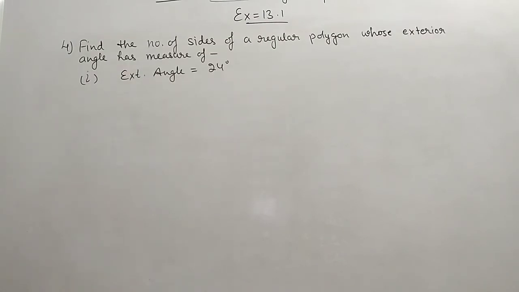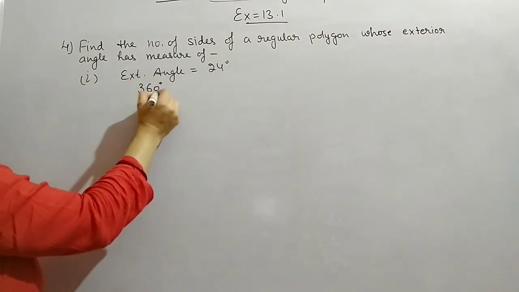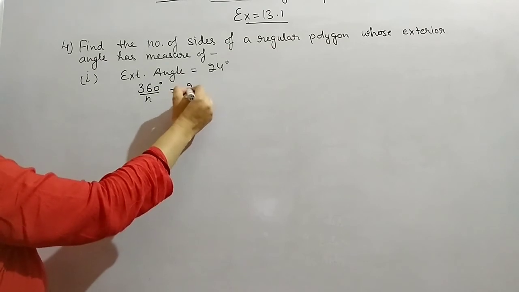Next, question number 4. Find the number of sides of a regular polygon whose exterior angle has a measure of 24 degrees. To find each exterior angle, we have the formula 360 by n, where n is the number of sides. So the exterior angle formula is 360 by n, which is equal to 24 degrees.